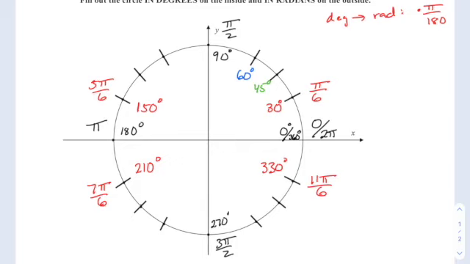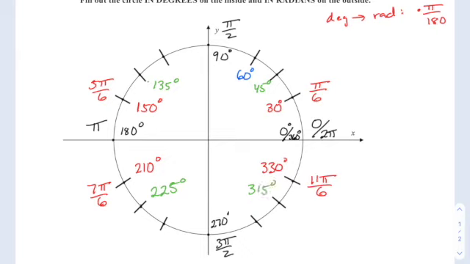Okay, now let's do all the 45-degree reference angles. So that would be all the ones in the middle here. So this would be 135 in quadrant 2, 180 minus 45. 180 plus 45 would be 225. In quadrant 4, 360 minus 45 would be 315.